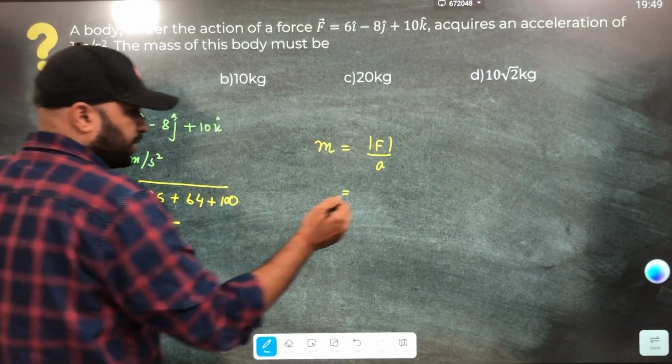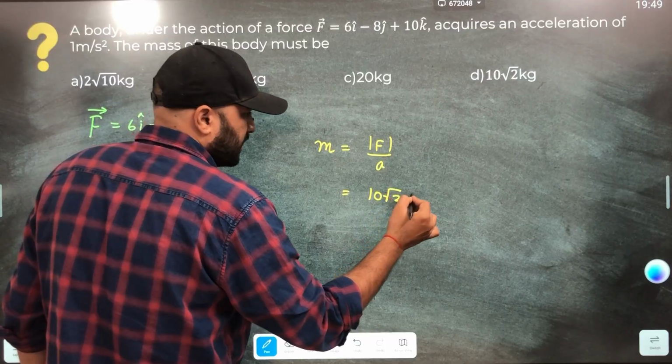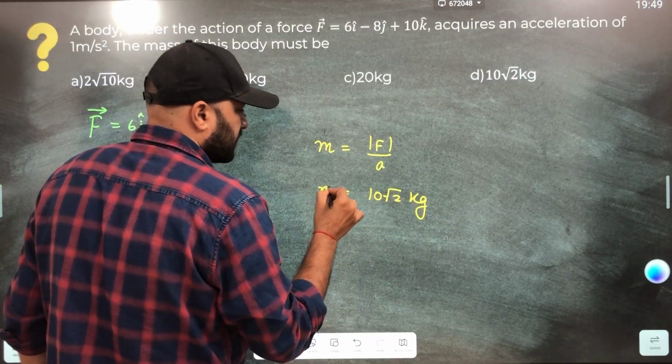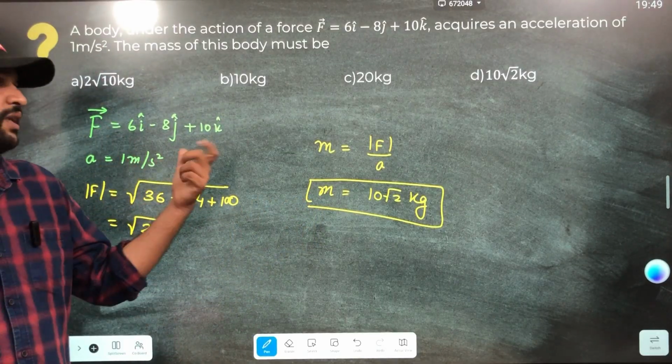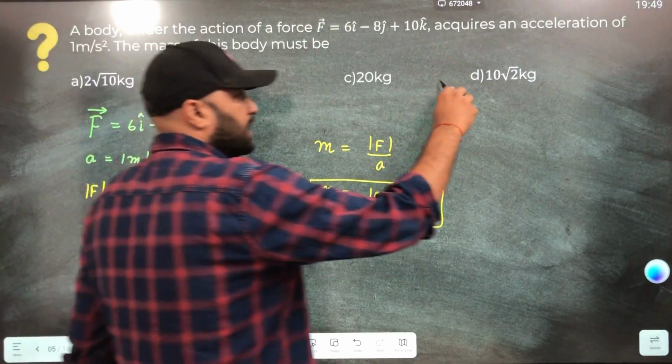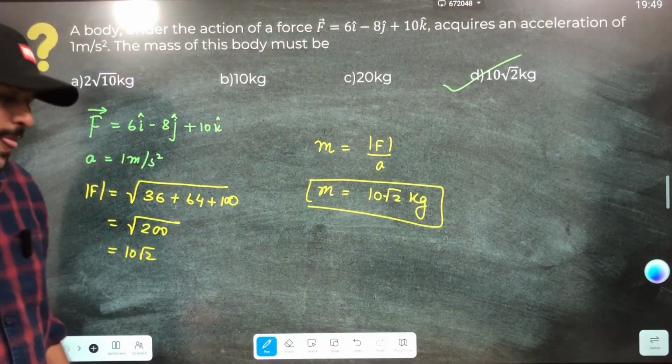So what's our force here? 10 root 2 upon that, so that will be 10 root 2 kg. That's our mass. Clear? Now many people will say, sir, it's equal to force. No, be very careful. Acceleration here is 1, so that's why we are getting mass equal to the force. Understood? I hope this is clear. Quite easy problem. Let's see the next one.